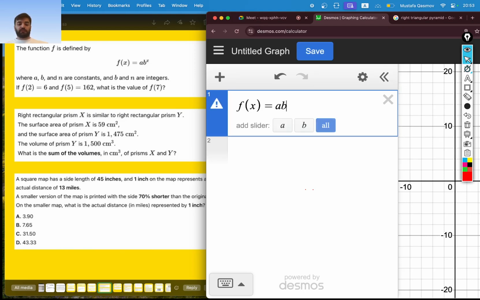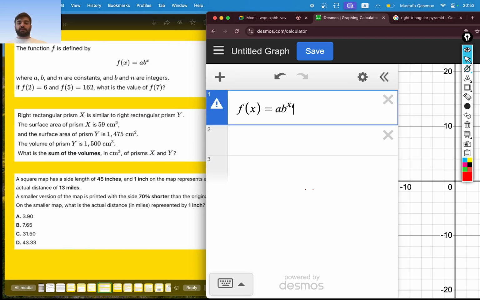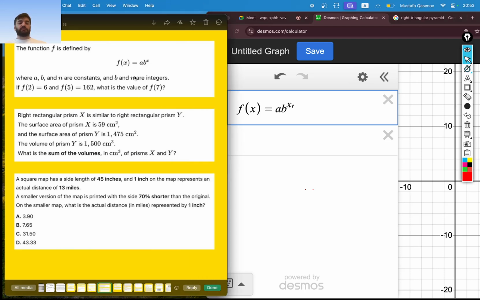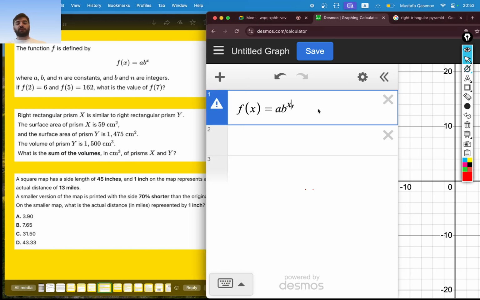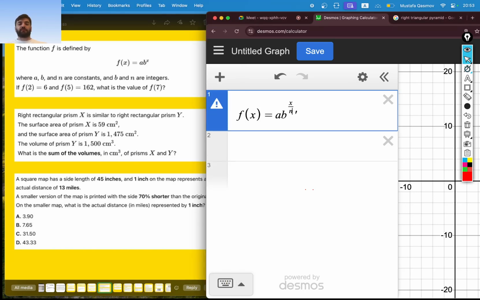F of x, a times b to the power of x. Okay, when it is like this, let's look. There's a mistake in this question. It is not x, it is x over n. But it doesn't actually affect the question. But this kind of question can appear in the exam.